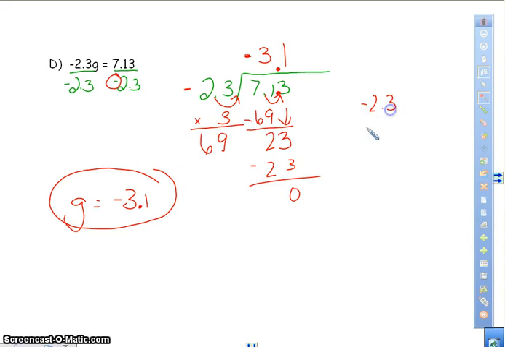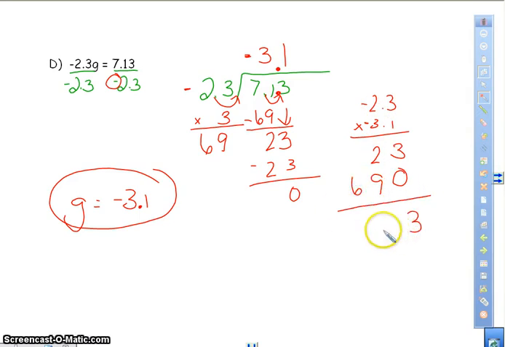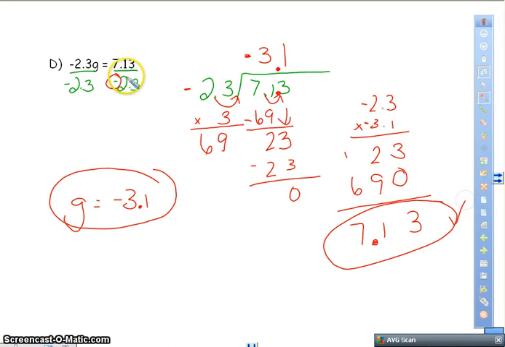Negative 2.3 times negative 3.1. I have 1 times 3, which is 3. 1 times 2, which is 2. Add a 0. 3 times 3 is 9. 3 times 2 is 6. So I have 7.13, and then I'm going to bring it over 2 places. And once again, a negative times a negative is a positive, so it checks out. That's what it's supposed to equal.